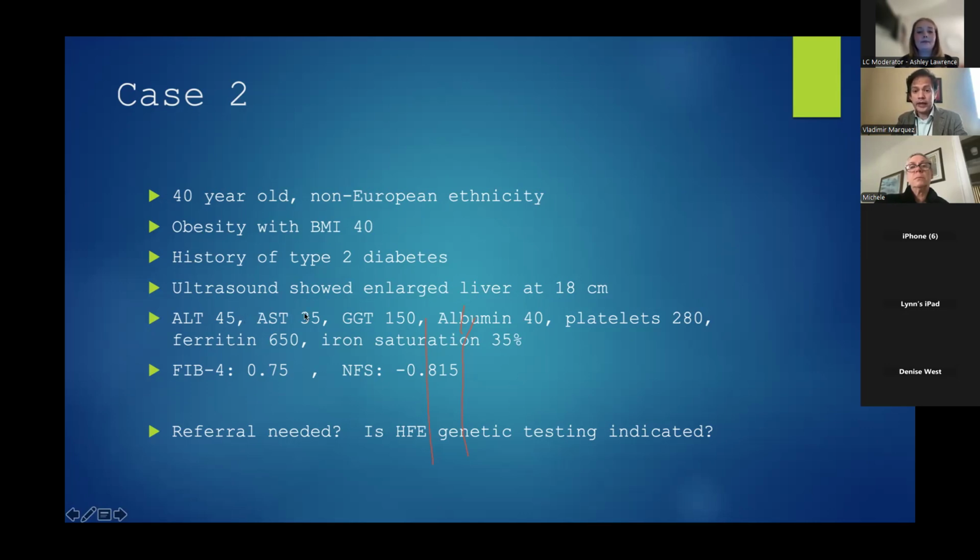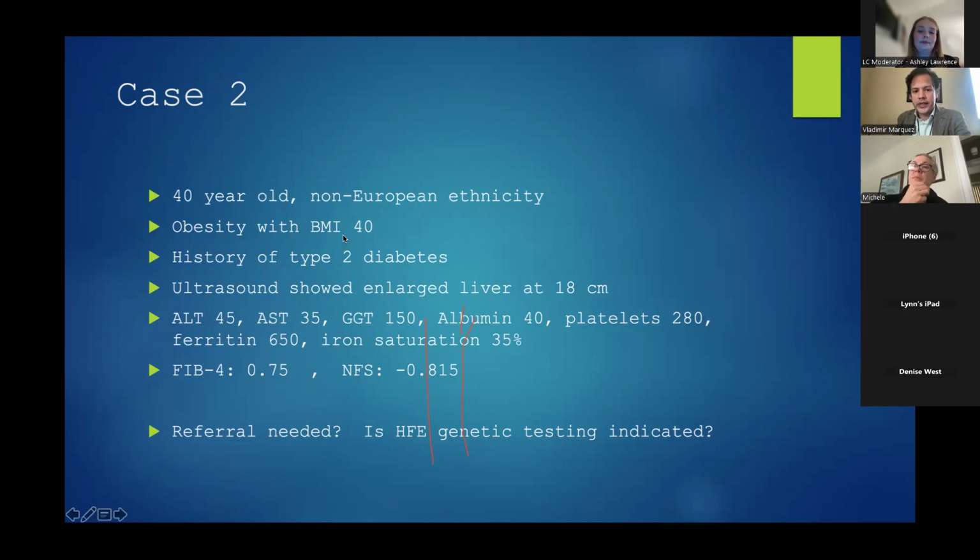And now you do again the FIB-4 score and take a look, 0.75. And so this looks better than the previous case. And I would say, is referral needed? If you just think about the FIB-4 score, you will say, well, no. But in this case, this is where the subtleties start.